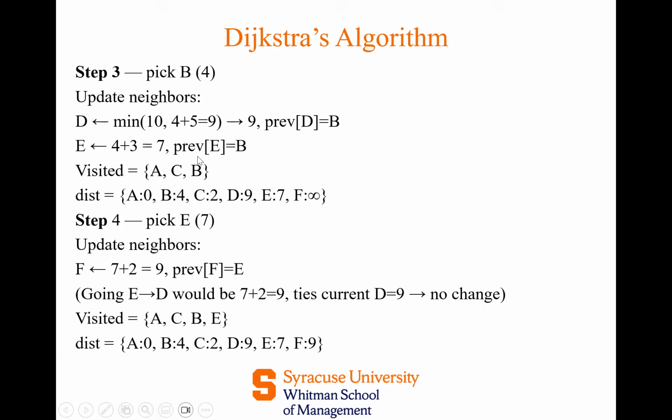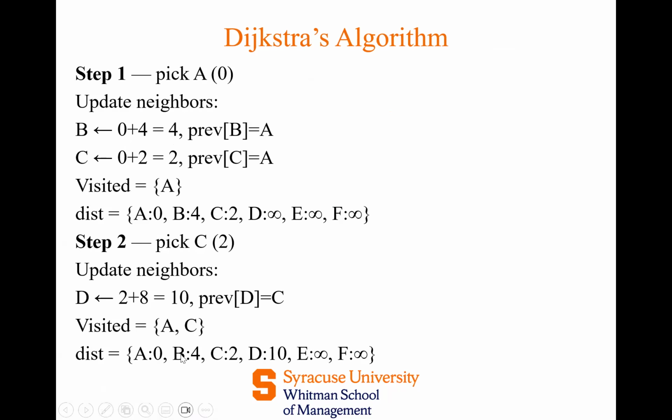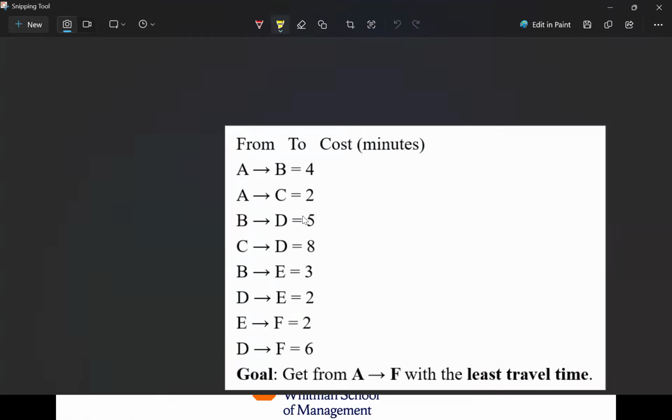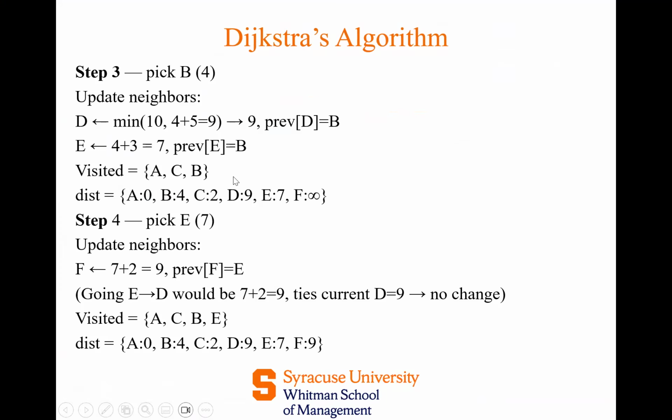So we can see step B is the next step, which the cost is 4 because again, that's the cost right here. And now we update neighbor. So from B, where can we go directly? B to D plus 5 cost and B to E 3 plus 3 cost. So D and E updated.